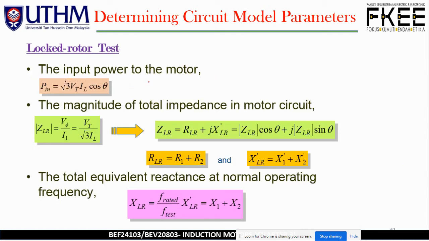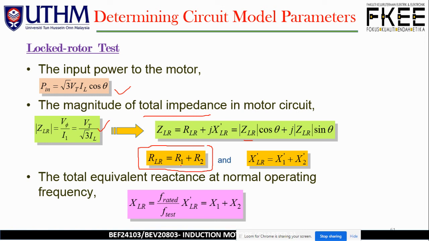So the input power to the motor, we have P in equals square root 3 Vt IL cos theta. So this is the formula. The magnitude of the total impedance in the locked rotor circuit, Z locked rotor, is Vt over square root 3 IL. So Z locked rotor equals R locked rotor plus jX prime locked rotor, that is the magnitude of ZLR cos theta plus j times the magnitude of ZLR sin theta. And thus we are able to get the value of RLR.